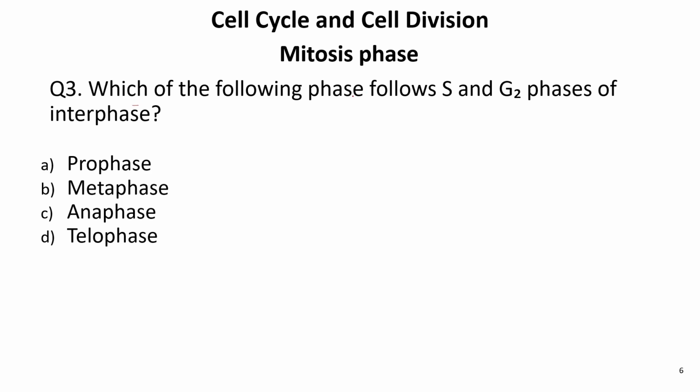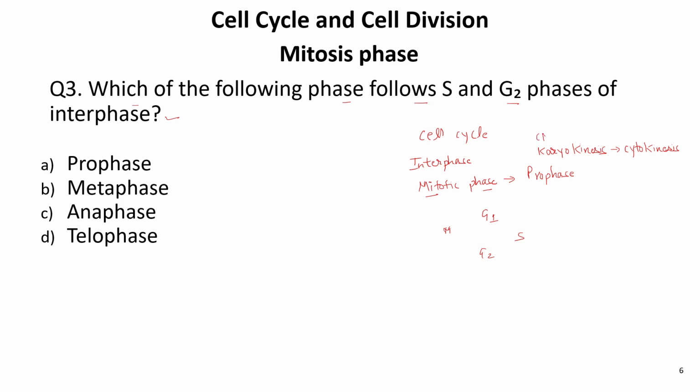Here they are asking which of the following phases follows the S and G2 phase of the interphase. Again, let's talk about the cell cycle. The cell cycle is divided into interphase and then the mitotic phase or the M phase. So we have the G1, S, G2 and the M phase. M phase is divided into first karyokinesis, which means nuclear division, and after karyokinesis is cytokinesis, meaning cytoplasm division.